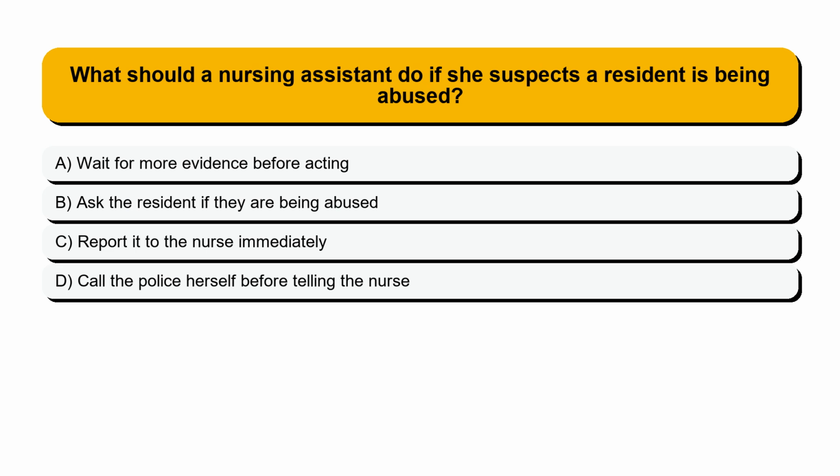Question 90. What should a nursing assistant do if she suspects a resident is being abused? Option A. Wait for more evidence before acting. Option B.